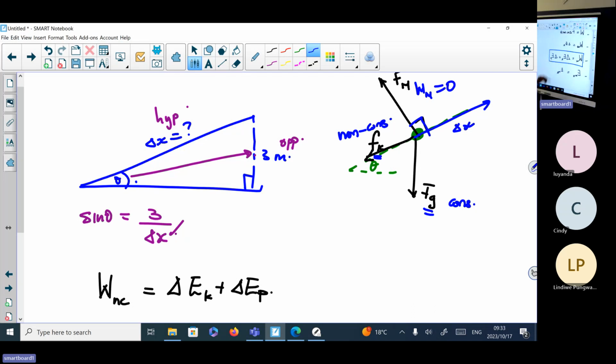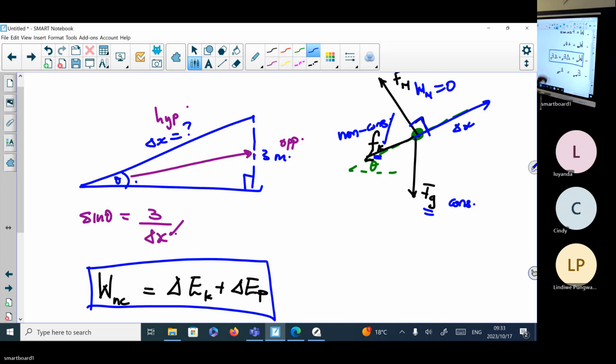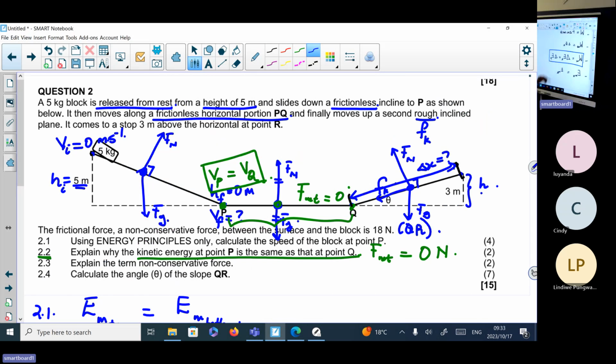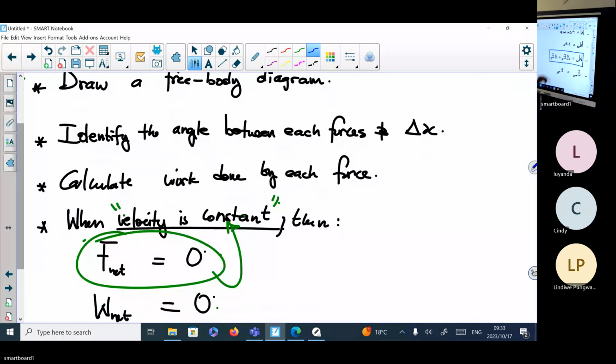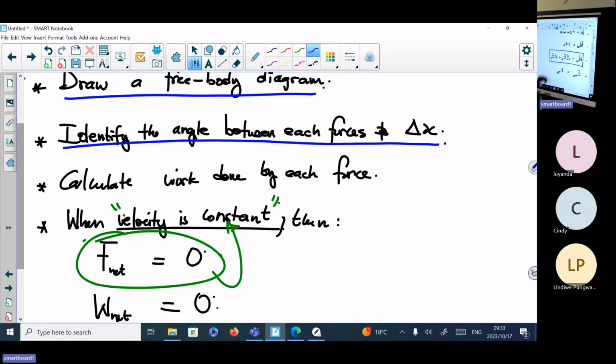We're not going to look at the work done by the gravitational force, because the gravitational force in this case is a conservative force. We are looking at the work done by all the non-conservative forces, and the only non-conservative force in this particular case is the frictional force. So we have our free body diagram. We then went on to say to you, when we're looking at this, label, as we said, after having this, then identify the angle between each force and the displacement.